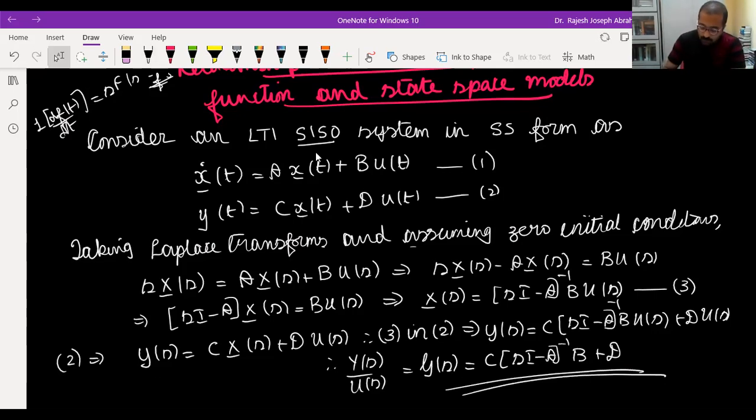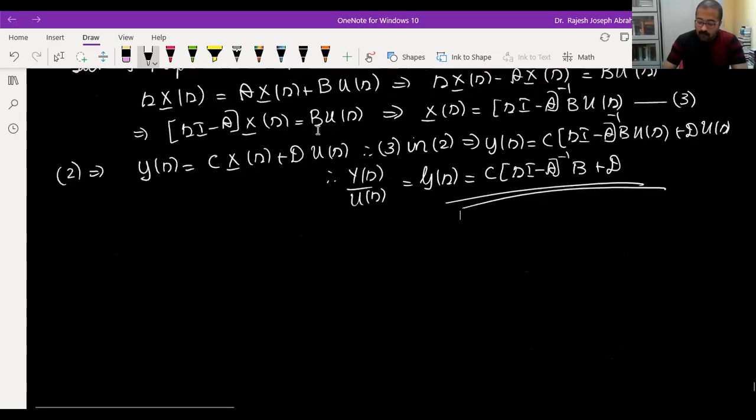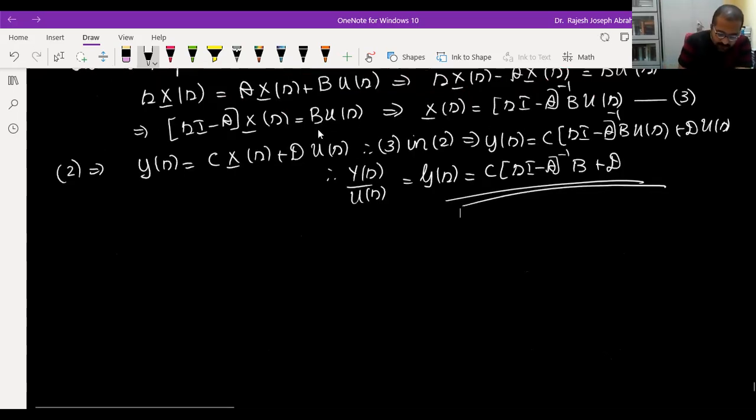Okay, so if you know the transfer function, you can obtain the state space representation. Or if you know the ABCD matrices, you can find the corresponding transfer function. Okay, so in case D is 0, what happens?